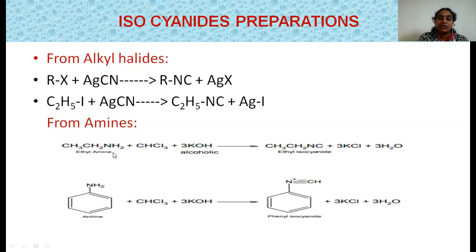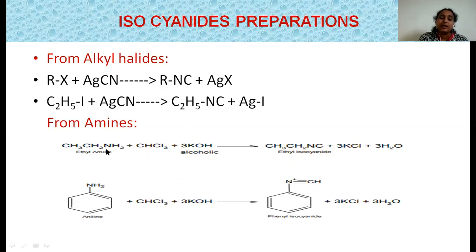Only primary amines will involve in the carbylamine reaction, whereas secondary and tertiary amines won't undergo the carbylamine reaction. Here, this is a primary amine because this nitrogen is connected to only one alkyl group. When it reacts with chloroform, CHCl3, in the presence of a basic medium, it produces the isocyanide. This reaction is called the carbylamine reaction.